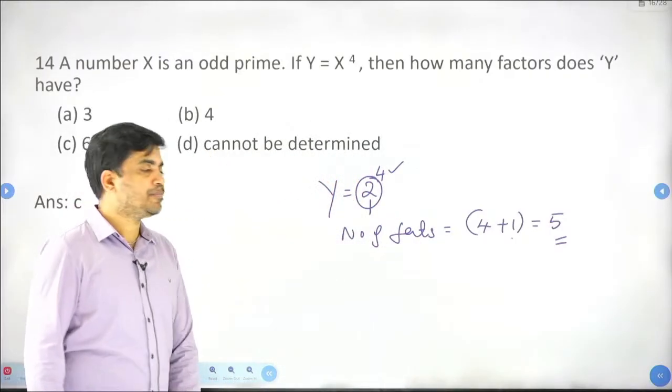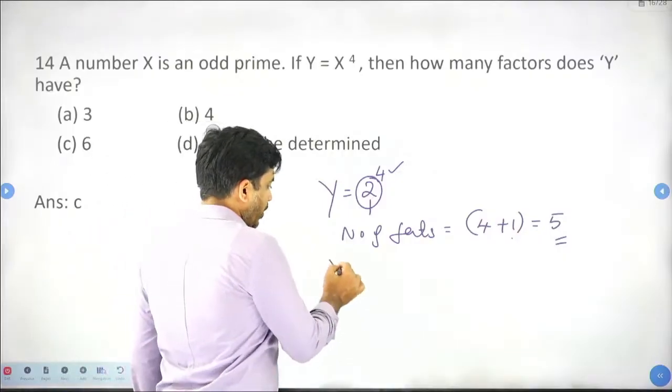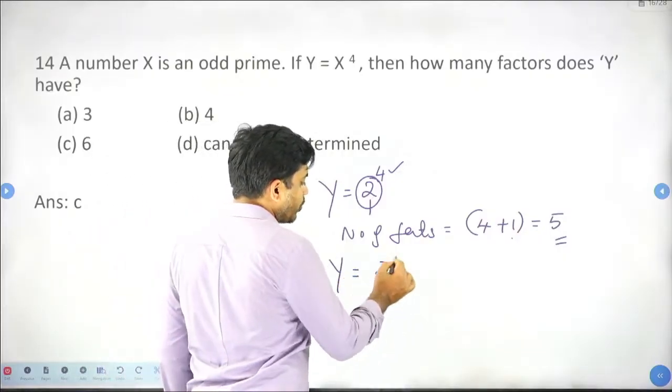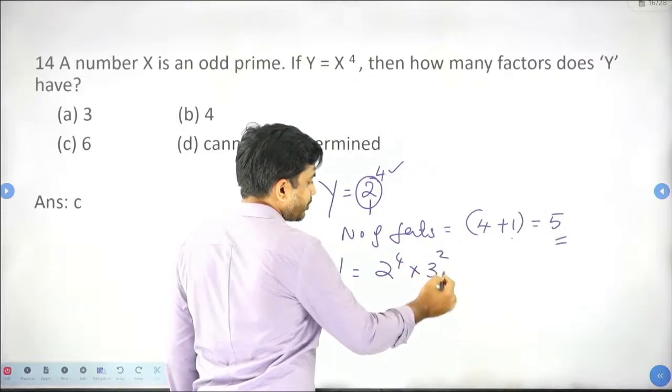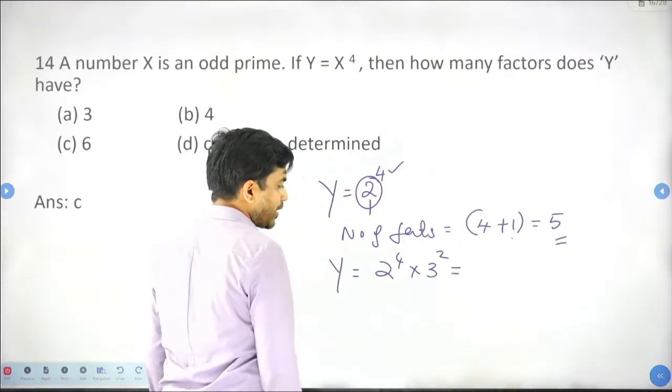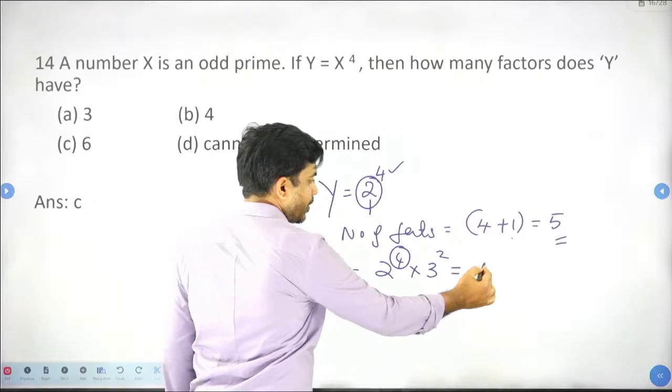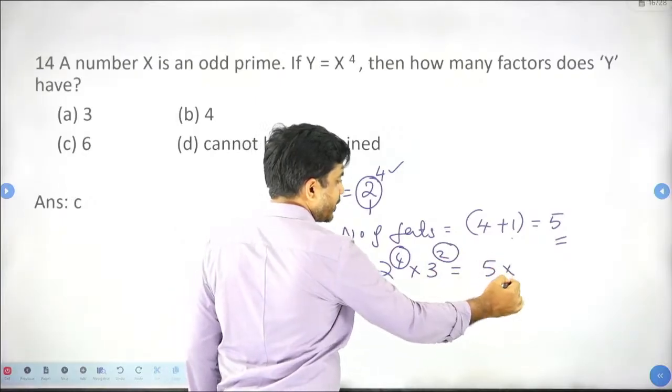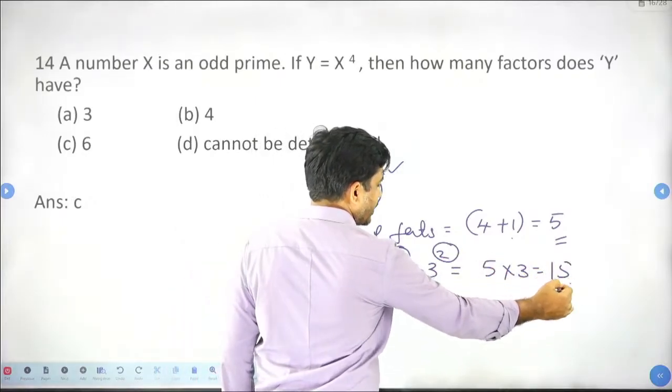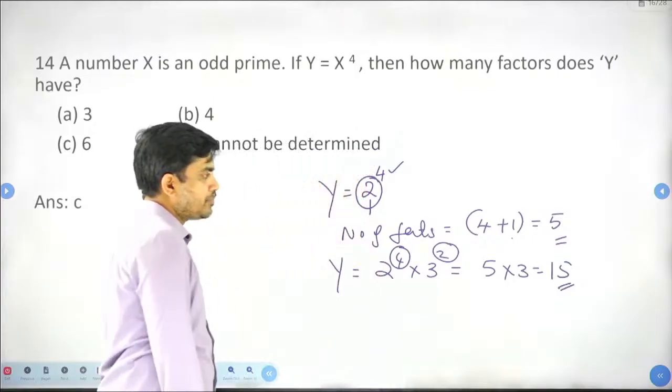For example, take one more number. If y equal to 2 power 4 into 3 square, then how many total factors are there? 4 plus 1, 5. 2 plus 1, 3. Multiply this, 5 times 3, answer is 15. Okay?